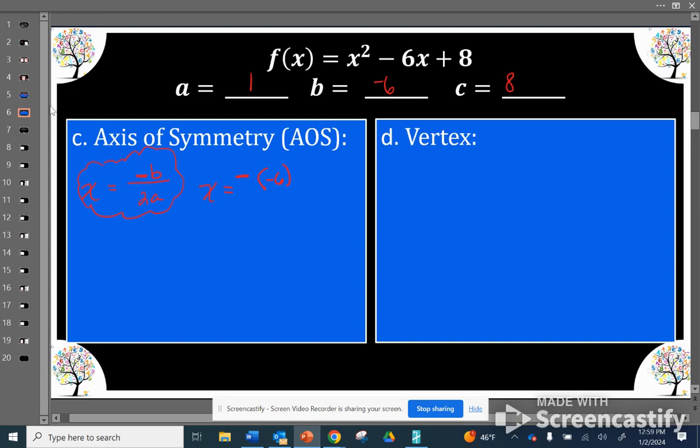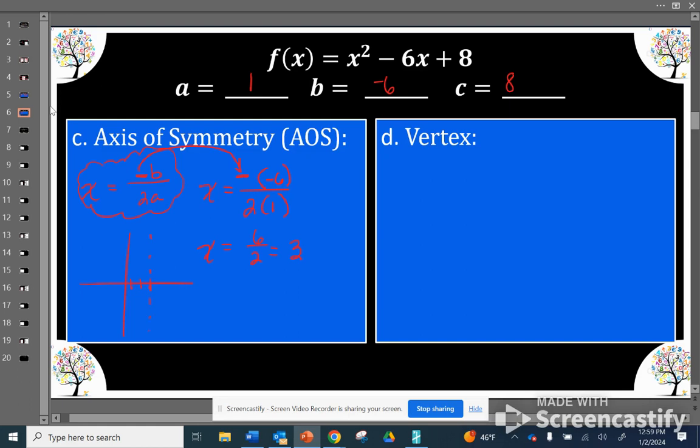This negative comes from the formula. This negative 6 is my b value, over 2 times a. So x equals negative times negative, that's positive 6, over 2. So we get x equals 3. So if we were sketching this, 1, 2, 3, here is the AOS.